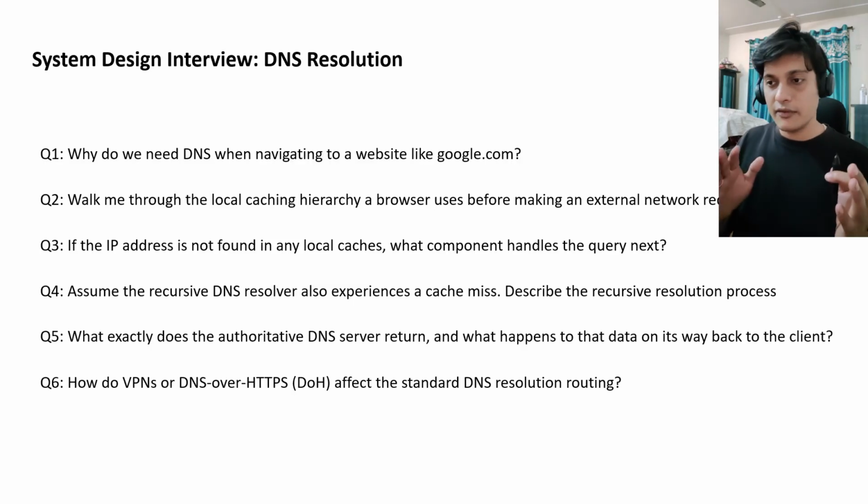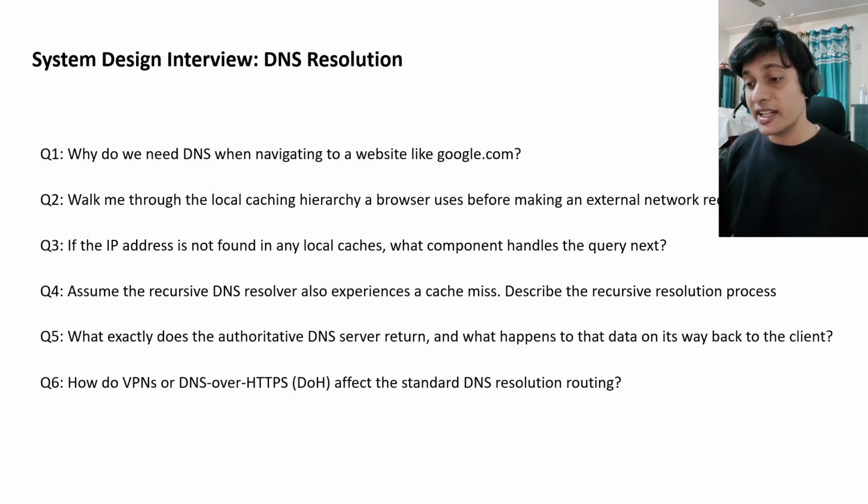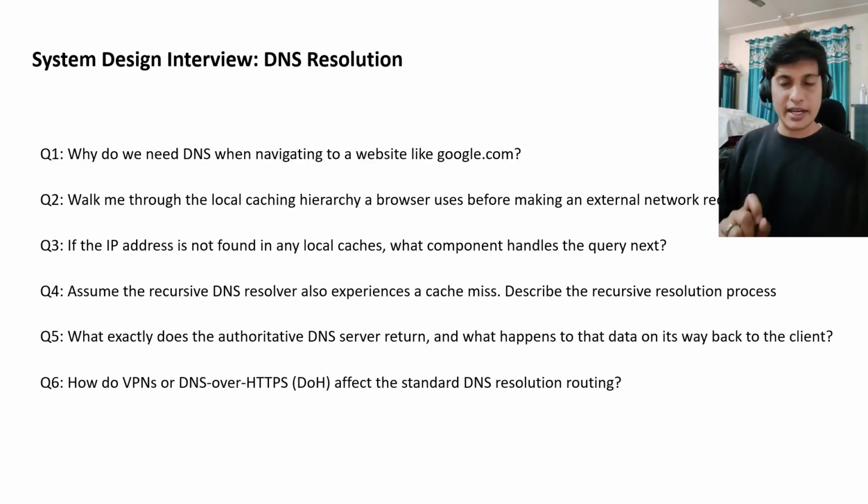We went through from our OS to the TLD. So it is a complete flow. What exactly does the authoritative DNS server return, and what happens to the data on its way back to the client? It's an interesting question. I have already explained it, but try to read the answer or try to answer it by yourself. How do VPN or DNS over HTTPS affect the standard DNS resolution routing? Okay, it is something which I didn't teach you.